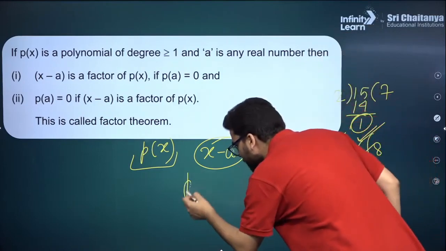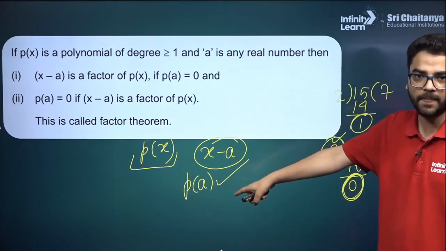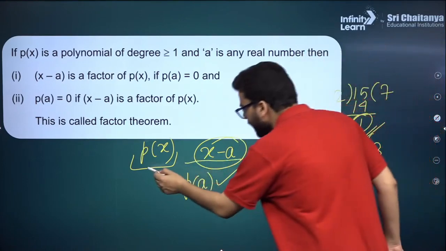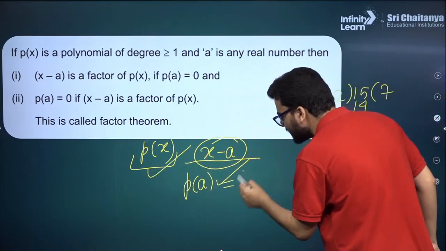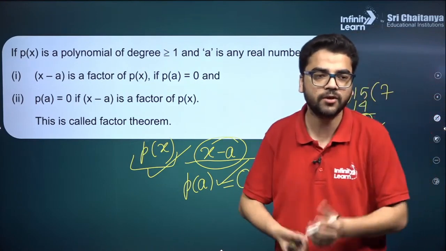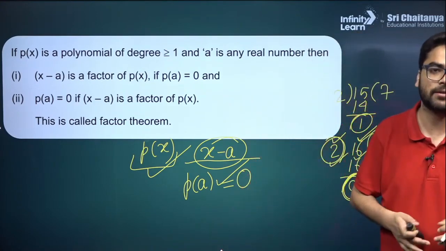That remainder is p of a, using the remainder theorem which we have studied right now. So what can I say? If x minus a is a factor of p of x, then p of a is equal to 0, or not? Tell me. So isn't it a very different thing? I would say no, it's not very different. It is just a special case of the remainder theorem.